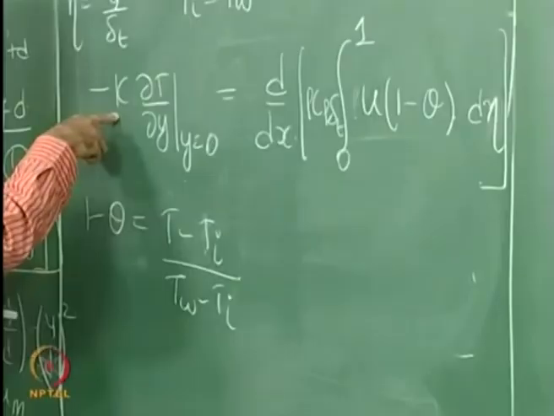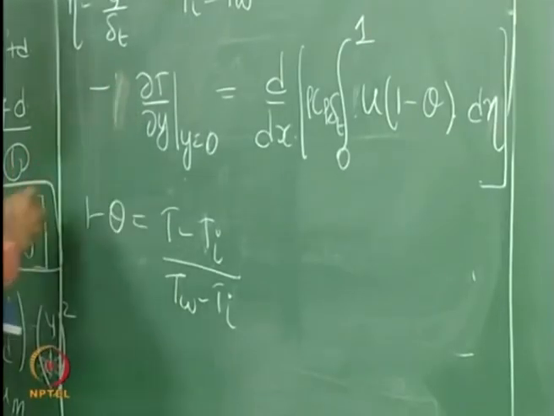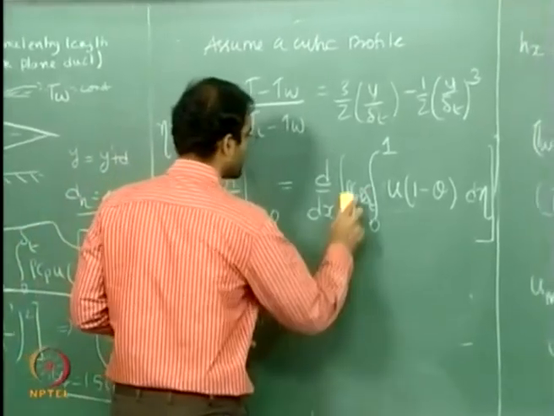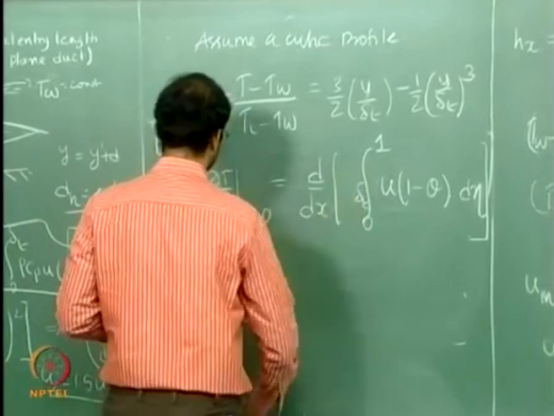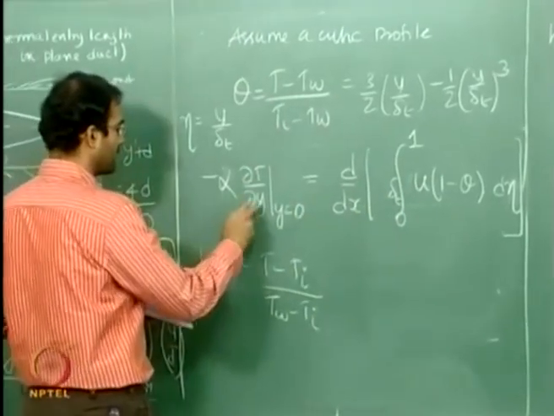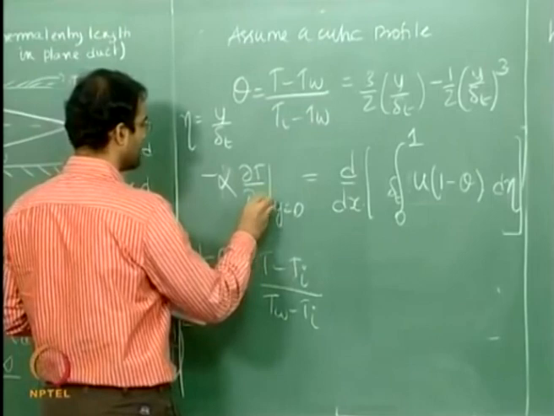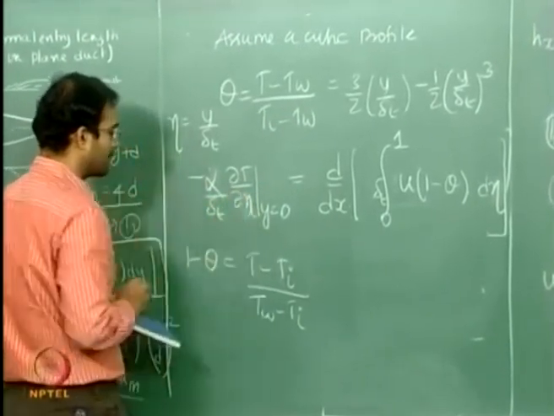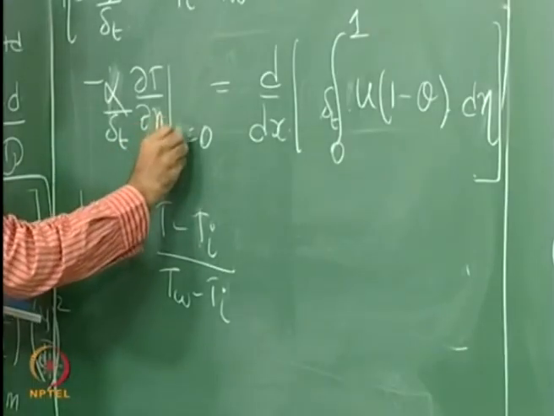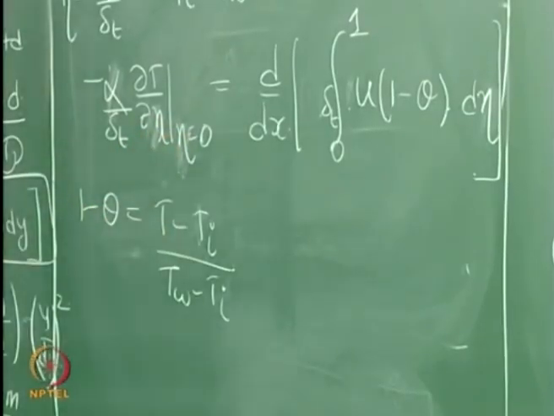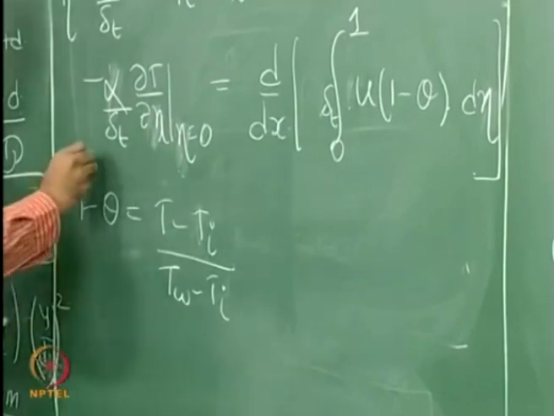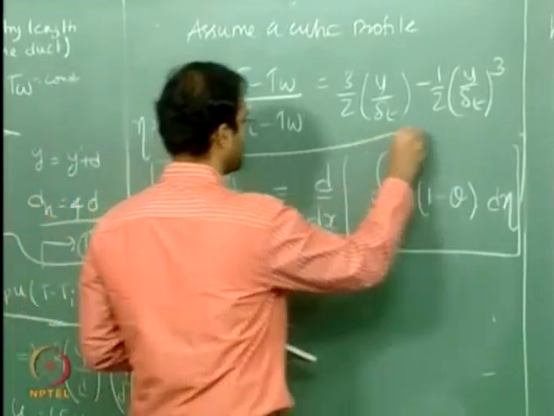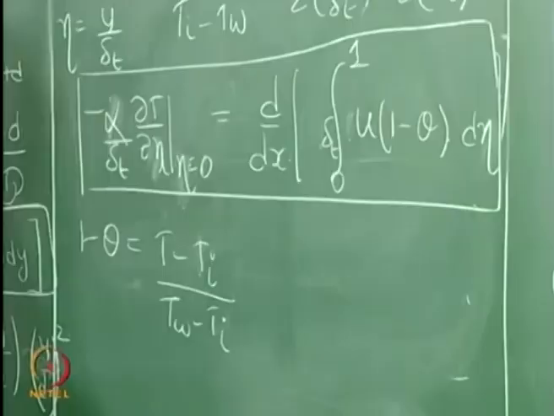Once again, this k can be written as alpha rho Cp, right? So rho Cp cancels on both sides, and I can convert my y in terms of eta. So I also have to multiply by delta t in the denominator. So this becomes eta equal to 0. Okay, so this is my modified energy integral, a slightly modified form for the case of constant wall temperature.